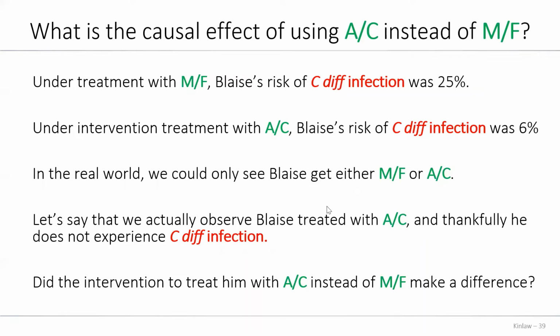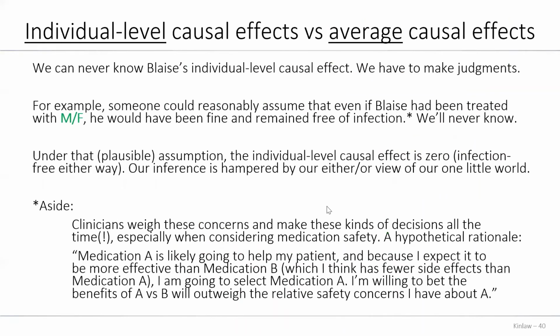The natural causal question to ask yourself about his experience is, did the intervention to treat him with amoxiclav make a difference? We'll never know the answer to that question. We tend to make judgments about whether or not we think something might have caused an outcome in an individual, but it's very tenuous. Someone could reasonably assume, based on all the data that we saw, that even if Blaise had been treated with ciproflagyl, he would have been free of infection, and we can't disprove that. If that assumption is true, that he'd be infection-free under both treatments, then we would conclude that the individual level causal effect was 0. No matter what medication that Blaise received, he wouldn't have gotten C. diff.